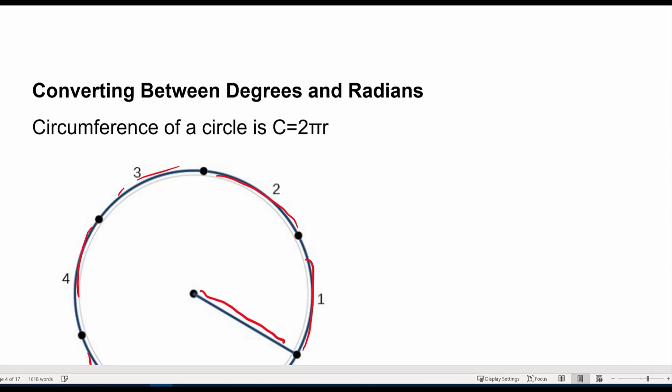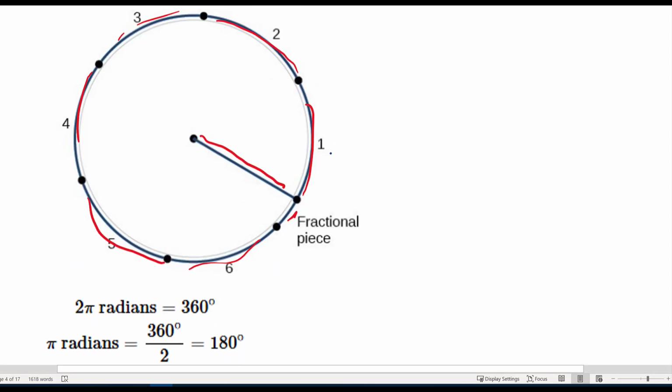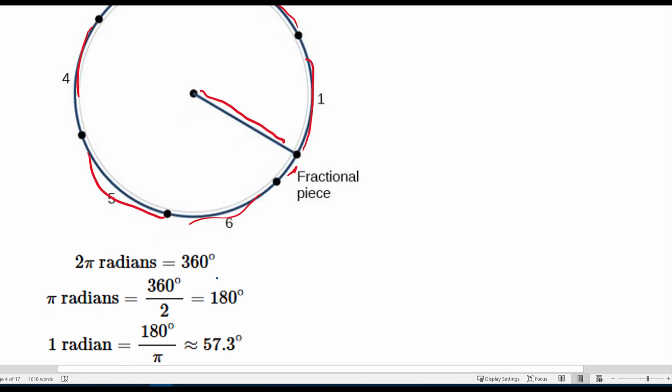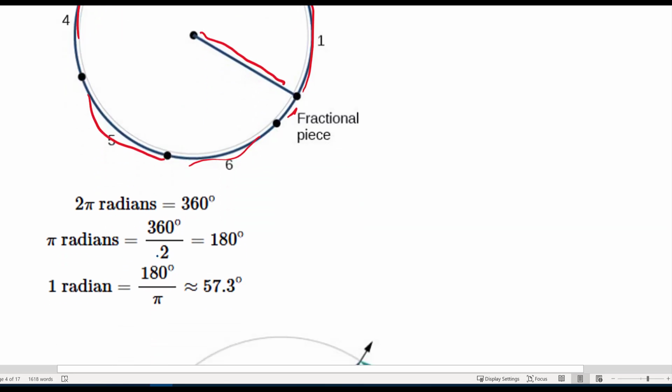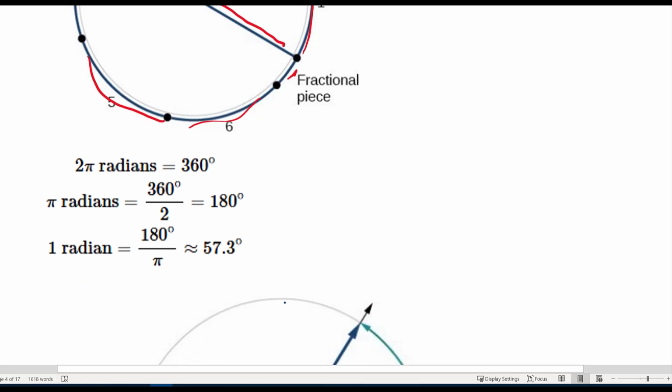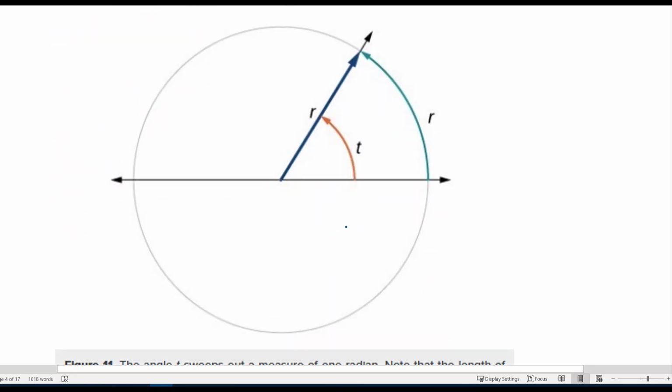Okay, there we go. So 2 pi radians makes a circle, makes 360. So pi radians is 360 over 2, which is 180. And 1 radian is 180 degrees over pi, or 57.3 degrees. So that would get us to 1 radian.